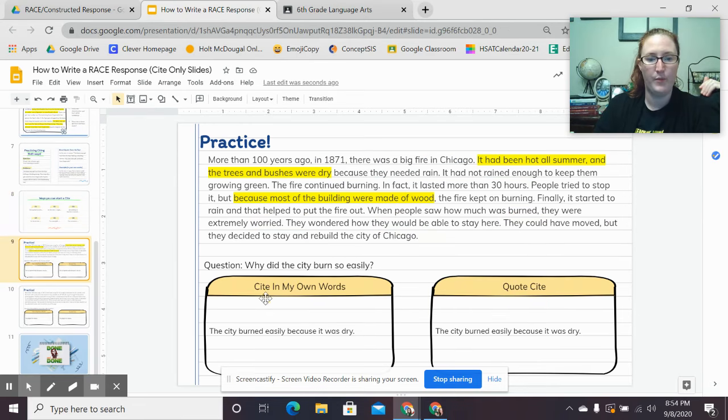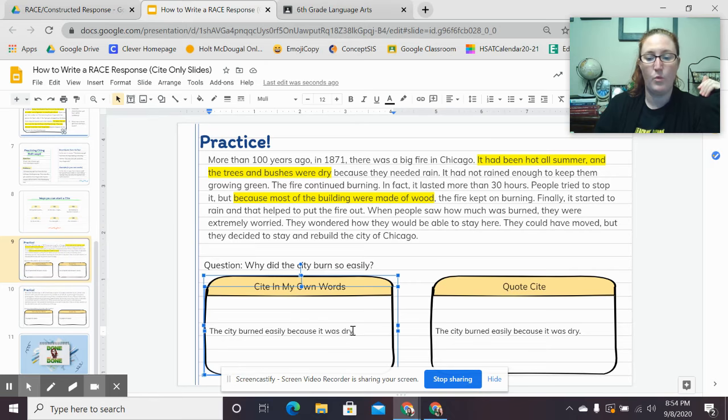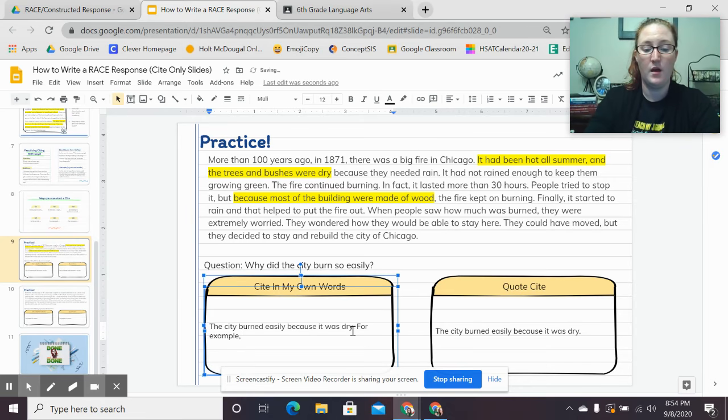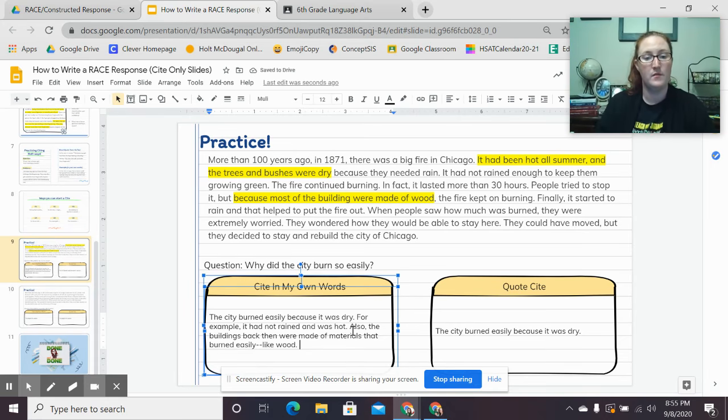You know what? I'll just use it for example. The city burned easily because it was dry. Starting my citation sentence, for example, it had not rained and was hot. Also, the buildings back then were made of materials that burned easily, like wood. Okay, so that is a citation sentence where I didn't have to use a quote.